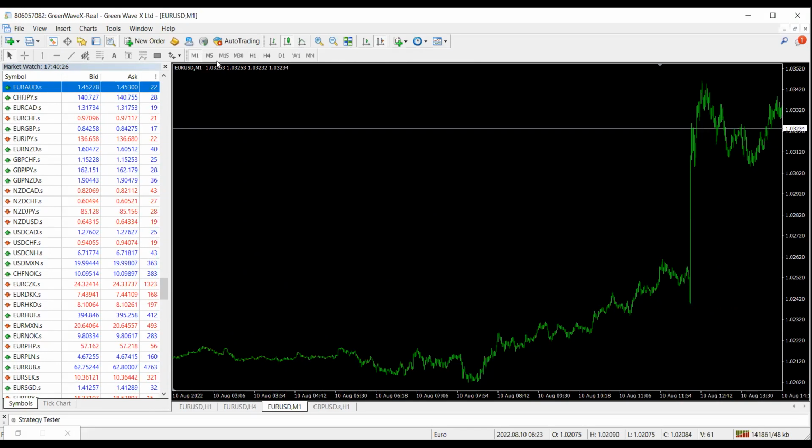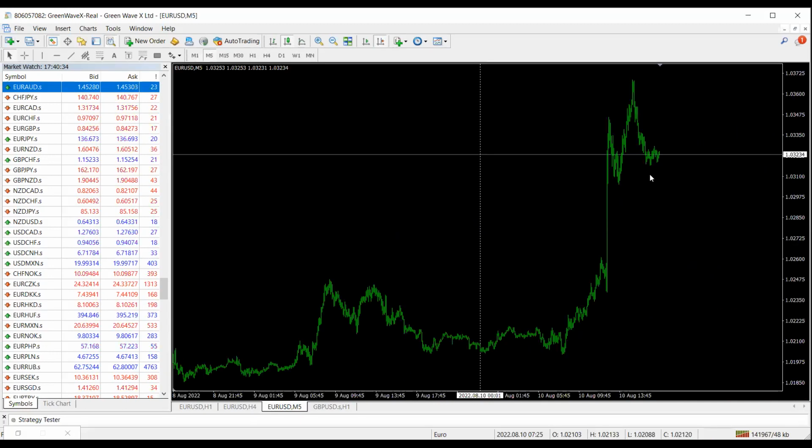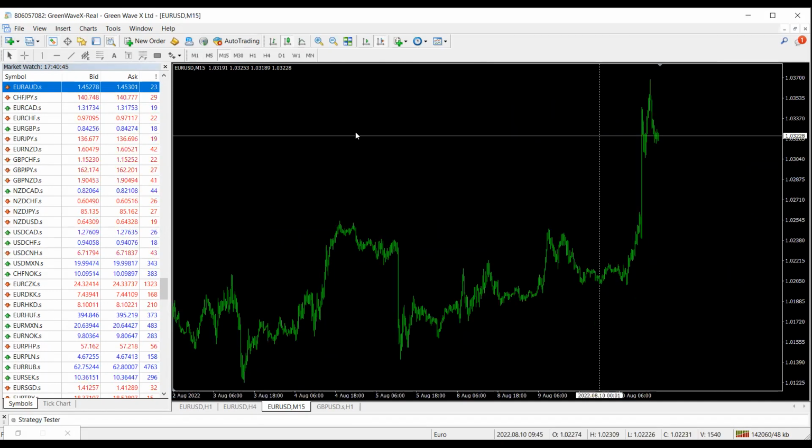If you go to the 5 minute, you see that the number of candles is going to reduce because these are 5 minute candles. From here to here, this is what we have had so far today. The USD has really moved up massively. And then on the 15-minute candle, we have this. It has reduced as well.